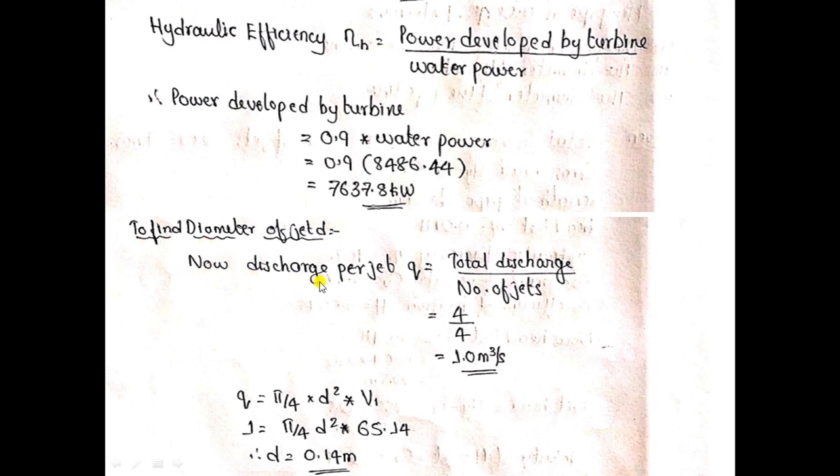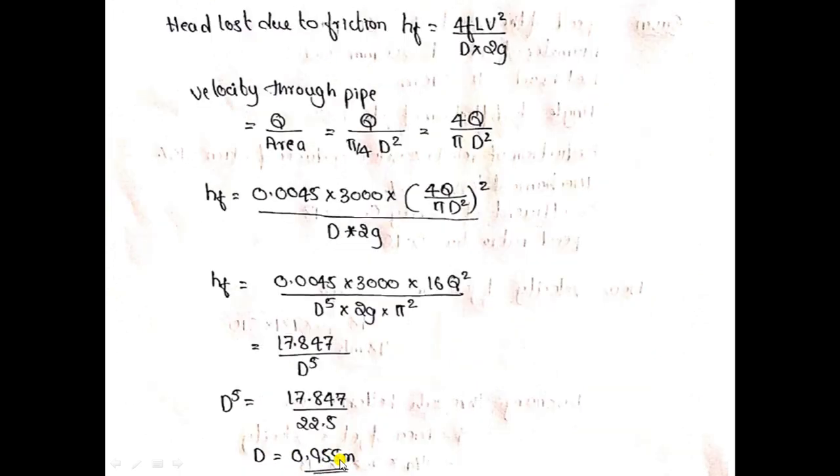Now in order to find the diameter of the jet, the discharge per jet is the total discharge divided by the number of jets, which is 1 meter cube per second. The discharge through one jet is 1 meter cube per second, which is the product of the area of the jet into the velocity of water through the jet. If we substitute and simplify, we get the diameter of the jet as 0.14 meters.